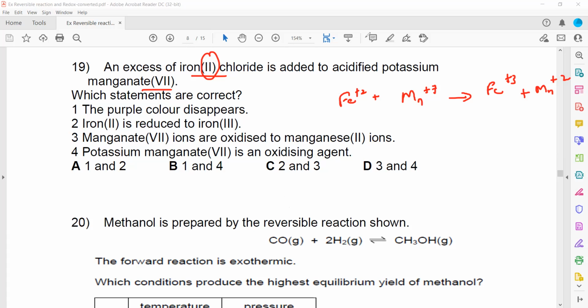When we work out the changes here, iron is plus 2, it changes to iron plus 3. So if iron plus 2 changes to iron plus 3, the oxidation number increases. And whenever the oxidation number increases, we call this change oxidation. So this change is known as oxidation, or this substance is known as a reducing agent. So iron 2 is acting like a reducing agent.